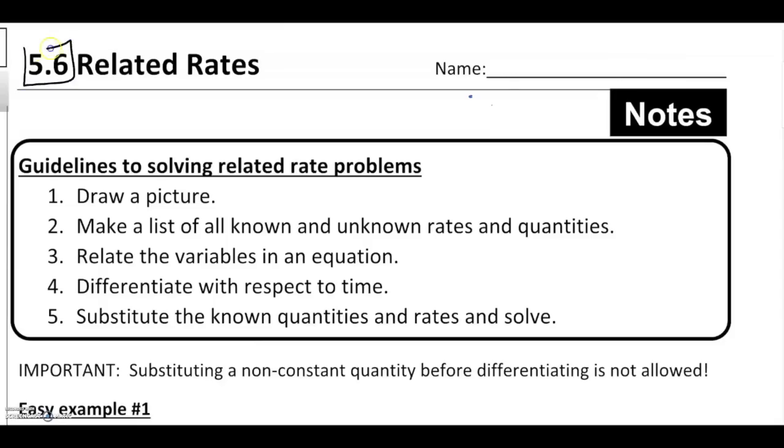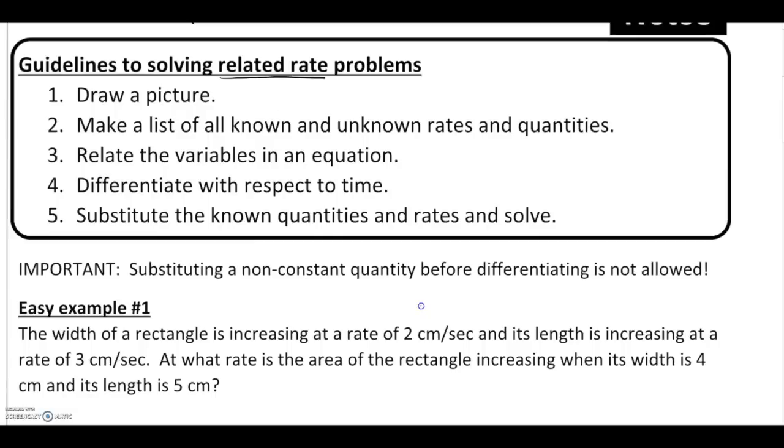Welcome to lesson 5.6, titled Related Rates. In this lesson, we're going to be looking at applications for what you just did in 5.5, applications for implicit differentiation. And if you look, there are some guidelines for what we're going to call related rate problems.